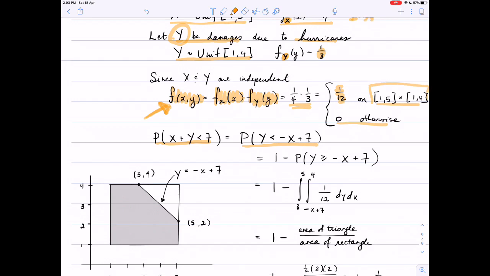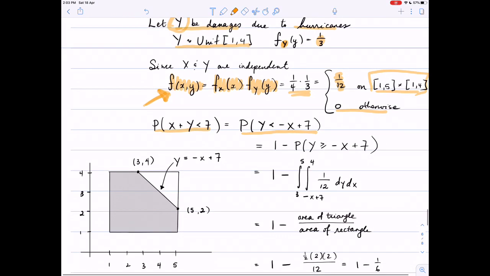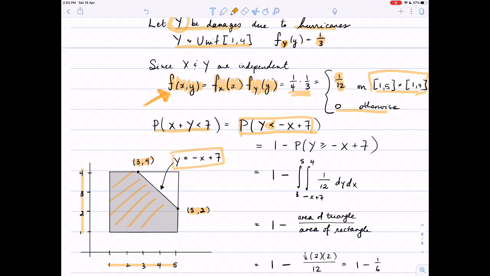We have this rectangle 1 to 5 cross 1 to 4. So 1 to 5 in the X, 1 to 4 in the Y. There is the rectangle that is our support. We want the probability that Y is less than minus X plus 7. Y is equal to minus X plus 7 is that line there, right, with the points on the boundary of the region that I have drawn in here. We want Y to be less than that value, which means that we want the shaded region here in gray. We want the integral of the density function over that region.